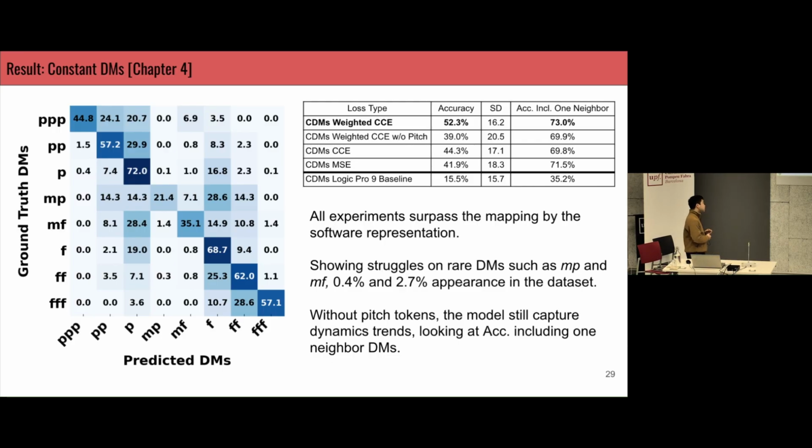Ablation study. If we remove the pitch tokens, yes, the accuracy is reduced. But looking at the one-neighbor accuracy, it's still comparable to the CCE. So it's still showing the tendency to detect dynamics markings purely based on MIDI velocity transition.